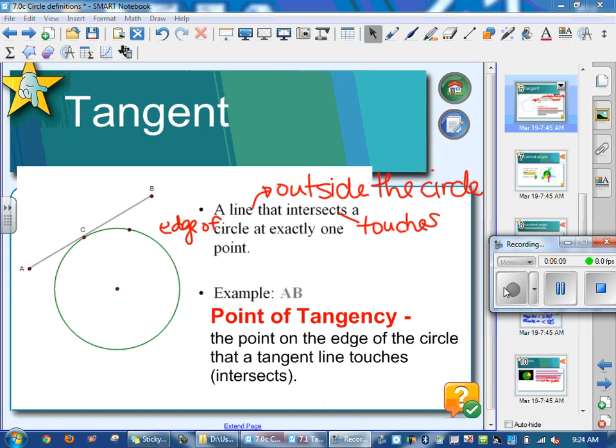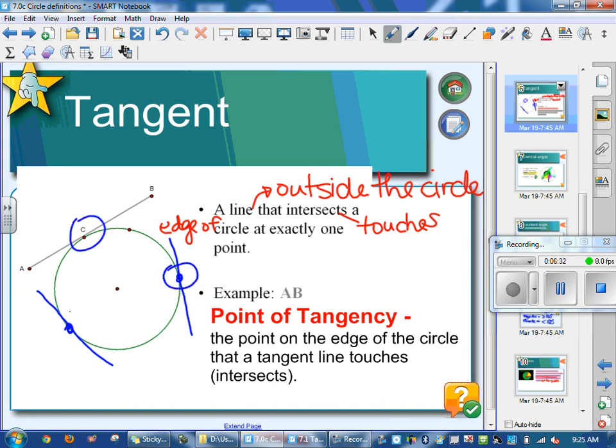Okay? It touches the outside. So I can draw all kinds of tangent lines as long as I only touch one point. Okay? I'm going to touch one point on the circle, and that's my tangent line. That's all. Okay? Now, the point where it touches the circle, this point here, point C, all of those where it actually touches the circle, that's called the point of tangency. Okay? That's called the point of tangency. Any questions so far?